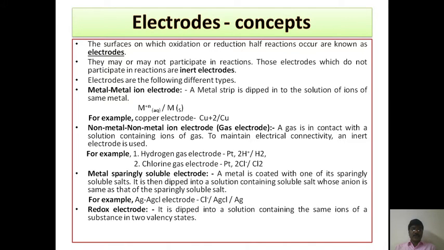Next, the redox electrode. It is dipped into a solution containing ions of the same substance in two valency states. For example, the platinum electrode, Fe^2+, Fe^3+ | Pt. My dear students, we already know the redox electrode, because we use this platinum electrode in potentiometric titration.